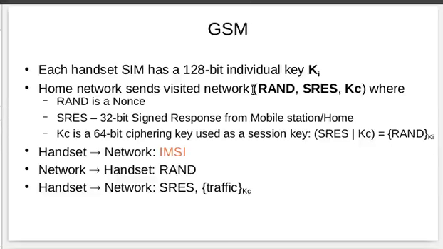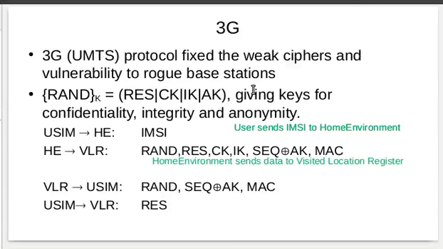Okay, so the successor to GSM was 2G, and then there was 3G. The 3G or UMTS protocol fixed a lot of problems with these weak ciphers that were used in GSM, and also the vulnerability to rogue base stations that you could have with GSM. You could set up base stations to figure out where people are going, things like that.